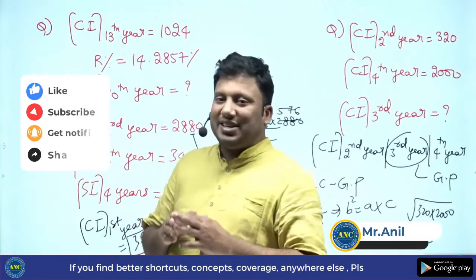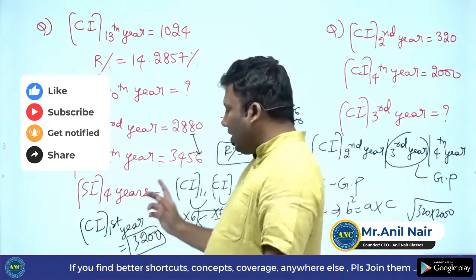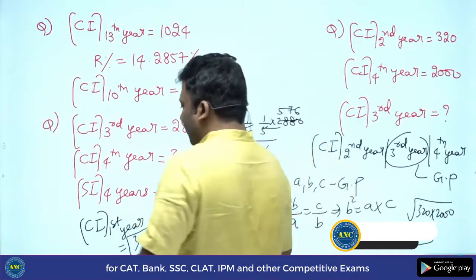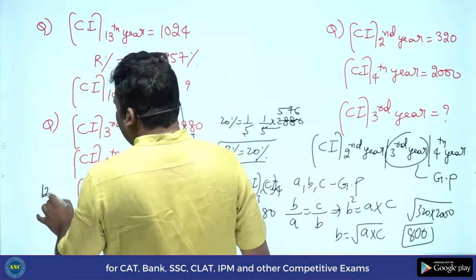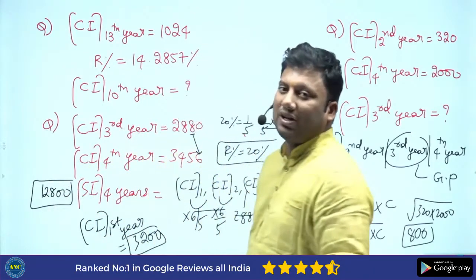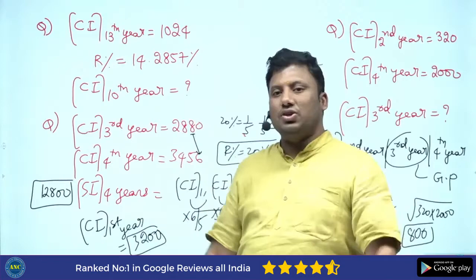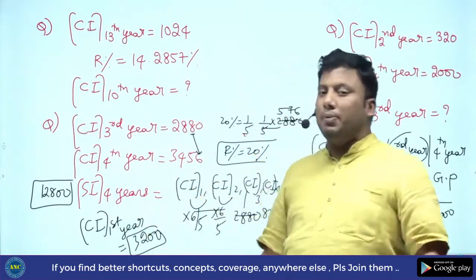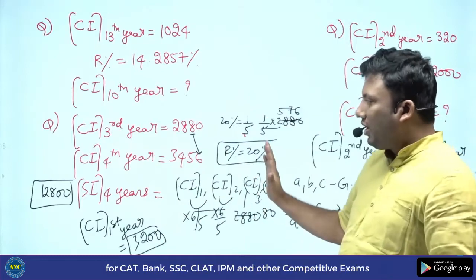In the first year, CI and SI both are the same. So SI for the first year will be 3200. For 4 years, it will be 3200 into 4. Answer is 12,800. I hope the logic is clear. Very simple way of solving it once you understand.